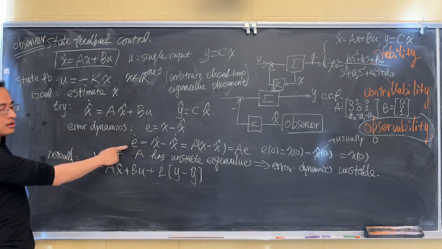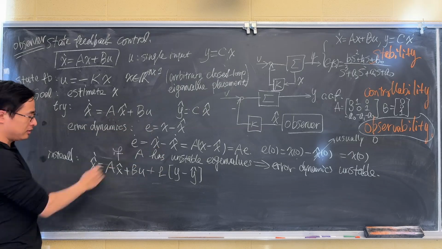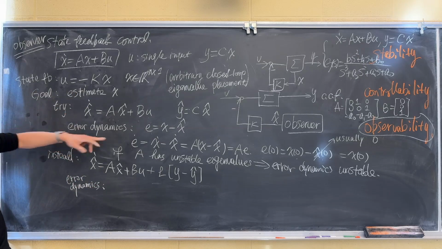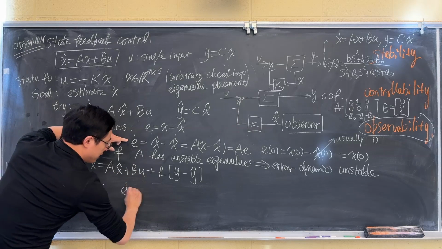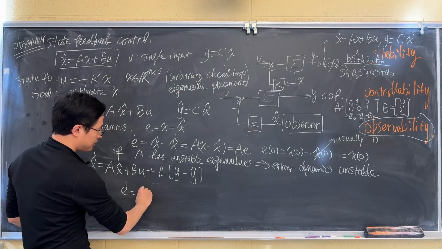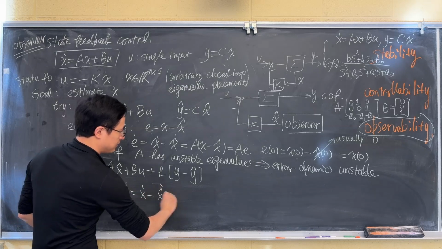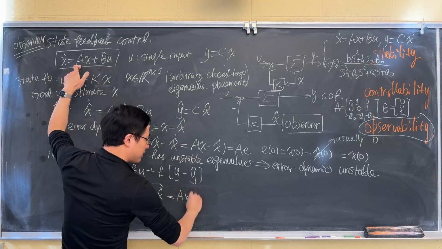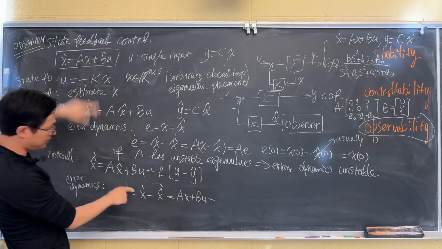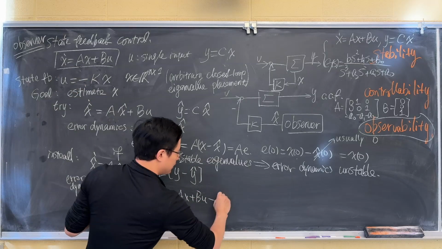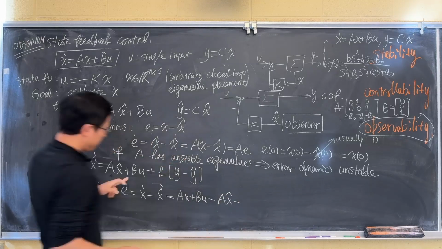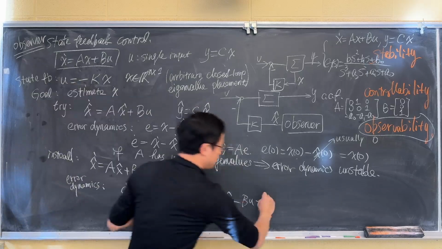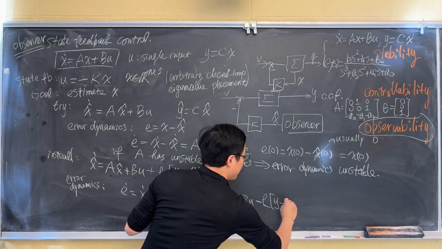Let's work out the details. Use exactly the same logic. We analyze the error. We calculate E dot, which equals x dot minus x hat dot. Same story: Ax plus Bu minus x hat dot. So it's A x hat plus Bu, and then plus L times (y minus y hat).